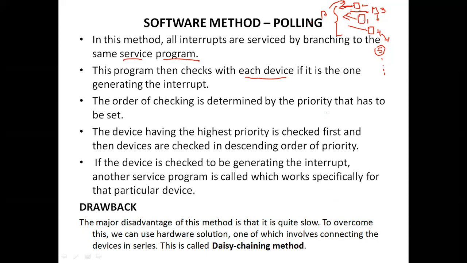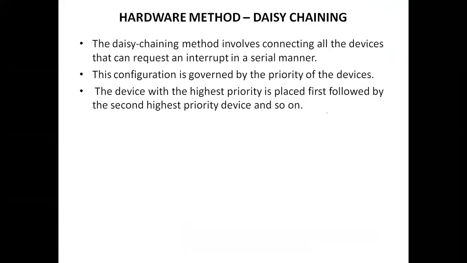In order to overcome this drawback, we have gone for the hardware method, which is known as daisy chaining. So daisy chaining in the sense, this method involves connecting all devices that can request an interrupt in a serial manner. So here you have to make note of this. They are connected in a serial manner. This configuration is governed by the priority of the devices.